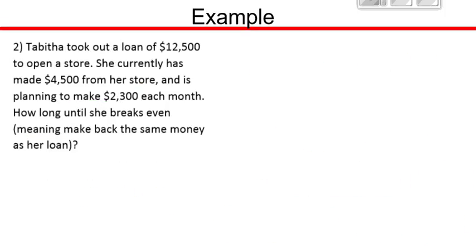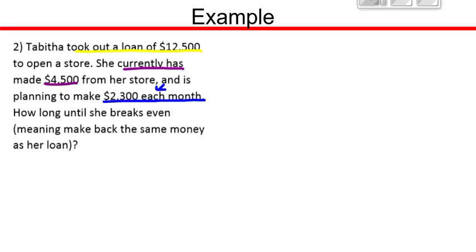Okay, Tabitha took out a loan of $12,500 to open a store. She currently has made $4,500. So I'm going to start underlining some stuff. So she took a loan of $12,500. She currently has, we'll pick a different color, $4,500 and is planning to make $2,300 each month. There's that each word, that multiplier. Okay, how long until she breaks even, meaning making back the same money?